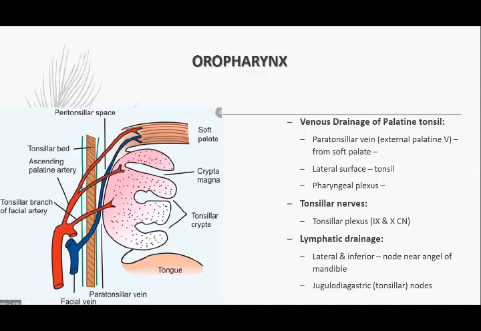अच्छा जी, tonsillar nerve plexus, 9th or 10th cranial nerve, glossopharyngeal and vagus से बनता है, and then lymphatic drainage जो है वो एक तो jugular digastric या tonsillar nodes में जाती है, plus angle of the mandible पे या lateral and inferior portion में जाएगी.